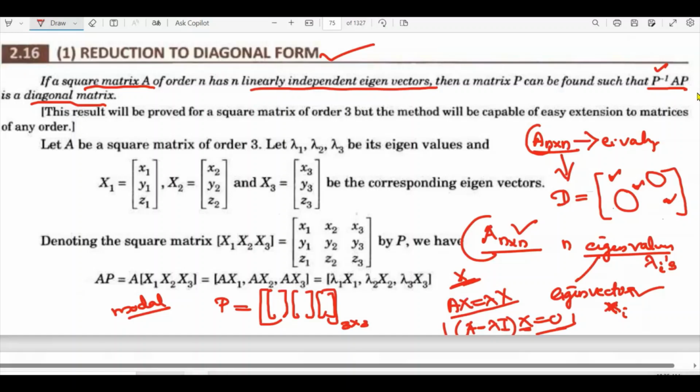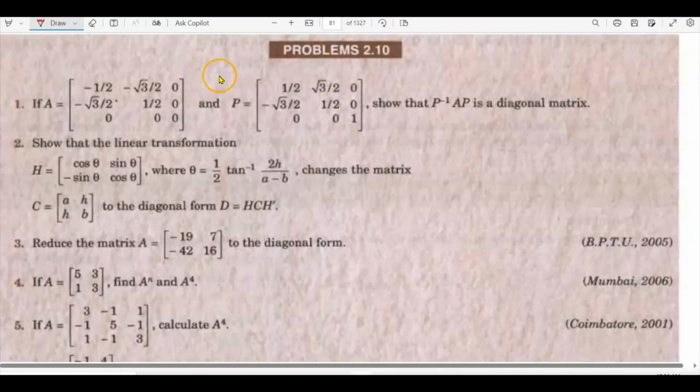Okay. Now let's do exercise 2.10. So problem 2.10. The first question is, if a matrix A is given and a matrix P is given, show that P inverse AP is a diagonal matrix. So it is easy to calculate. We have to calculate the inverse of this matrix P and find the product P inverse A into P. Now we want to show that this matrix is a diagonal matrix. So let's do this problem.